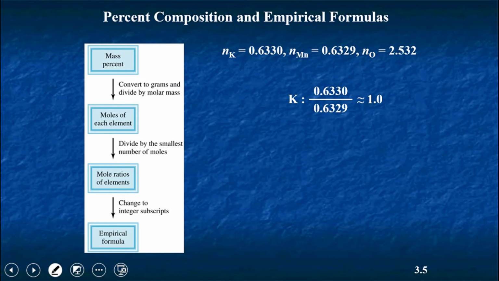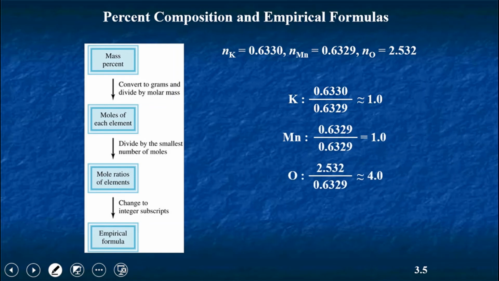So the potassium, 0.6330 divided by manganese, 0.6329, is approximately 1 for all practical purposes. Of course, manganese by itself would be 1. And the oxygen, 2.532 divided by 0.6329, is very, very close to 4. And I'll talk about that in a moment. But at this point, we are safe to round it to 4.0 units of oxygen for every unit of manganese.